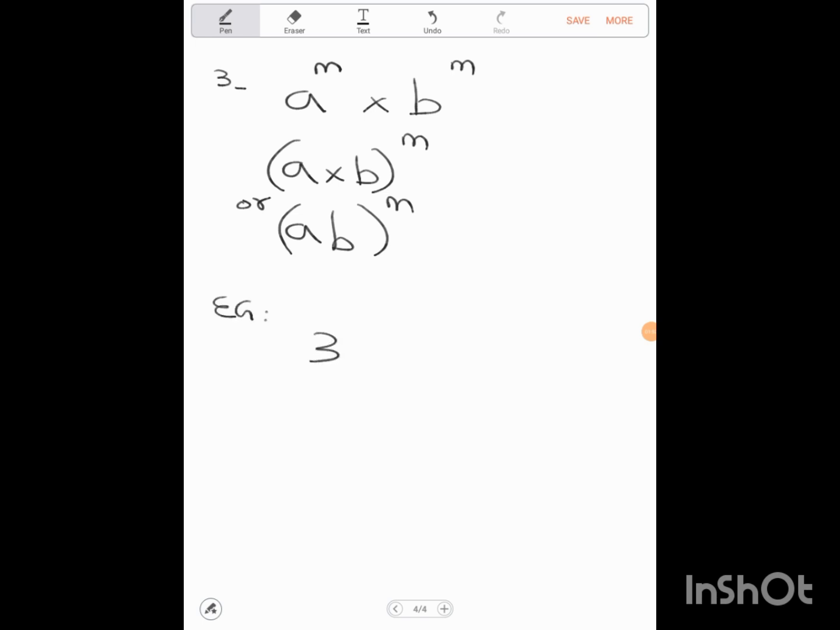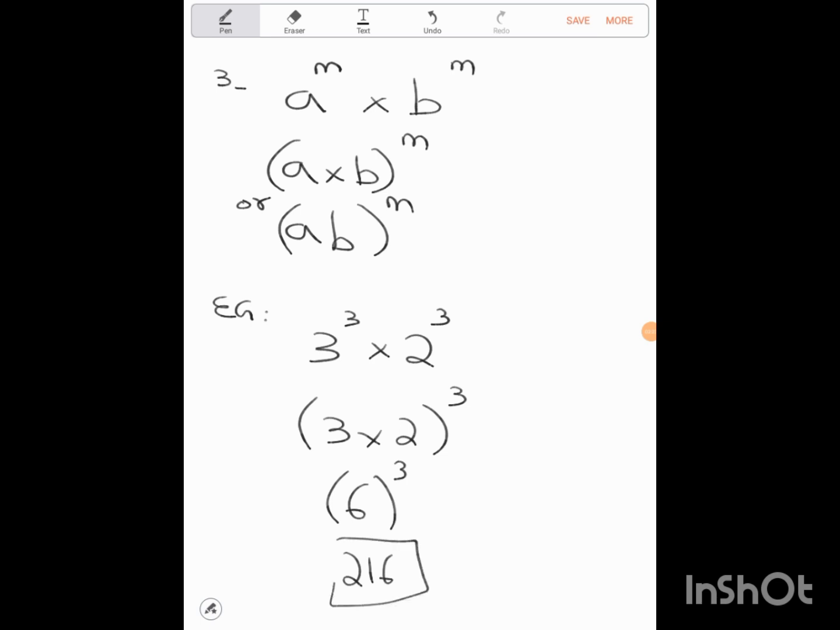If I give you 3 cube into 2 cube, you can see that the bases are different but the powers are same. Both of them have the same power, that is 3. So you are going to multiply the bases and take a single common power. So 3 times 2 is 6 cube. So 6 cube is 216. So 216 is the final answer for this question.